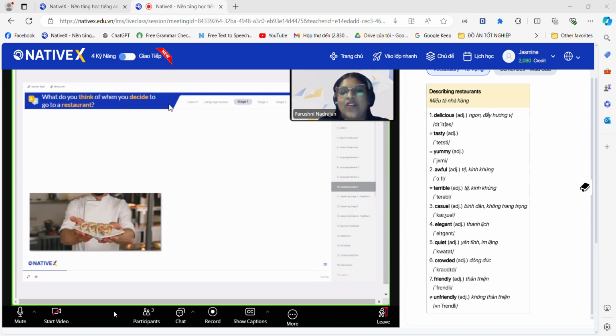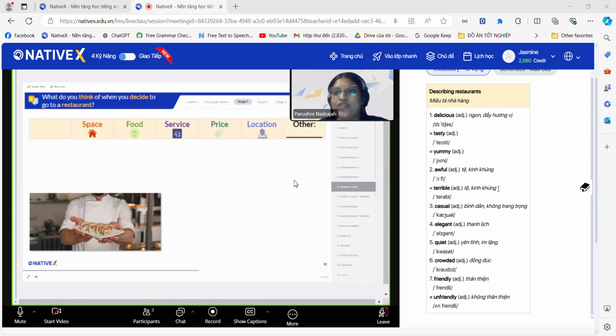So let's move here, okay? This says, now let's talk about what you think of when you decide to go to a restaurant. We have talked about space, food, and service, but besides those, when deciding to go to a restaurant, people also consider the price, the money for the food, and location. Is it far from home? And other, okay? Other can be whatever you want, besides the things that we already have. Now, what do you think of these things? Is it important, not important? Let's go through it together, okay?